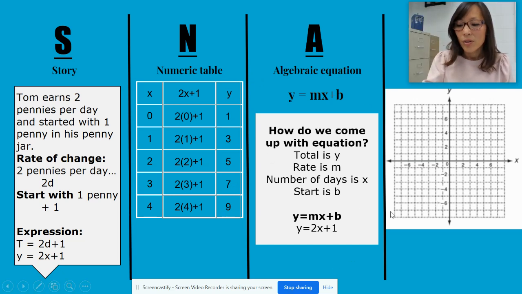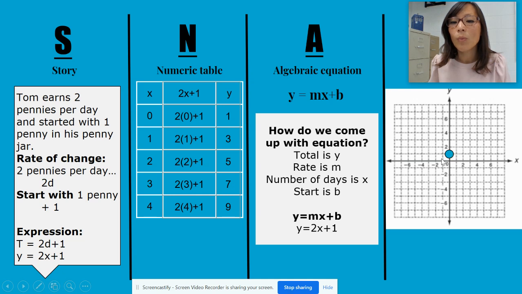And so if I wanted to graph my x values and my y values, when x is 0, y is 1. When x is 1, y is 3. When x is 2, y is 5. When x is 3, y is 7. And when x is 4, y is 9. This is called a linear equation because the rate of change stays the same and therefore it forms a straight line.